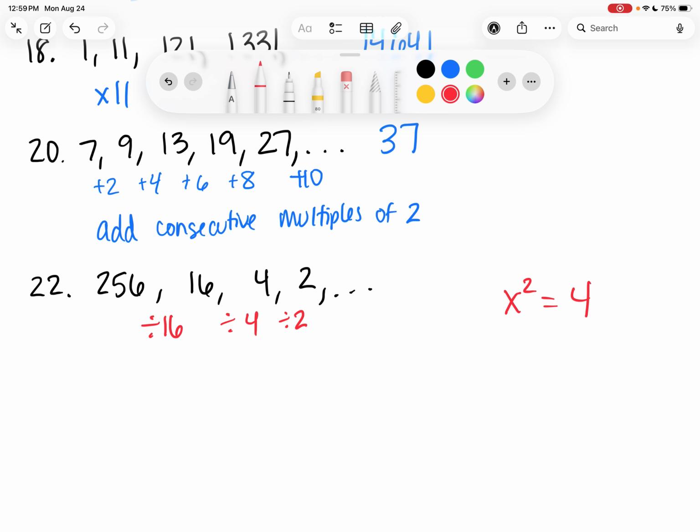So if I take the square root of 256, I get 16. If I take the square root of 16, I get 4. If I take the square root of 4, I get 2. If I take the square root of 2, I get... square root of 2. So I'm not actually dividing in this case. That's what was helping me figure it out. But I'm actually taking the square root of the numbers. They're not usually quite that challenging, but they can be.